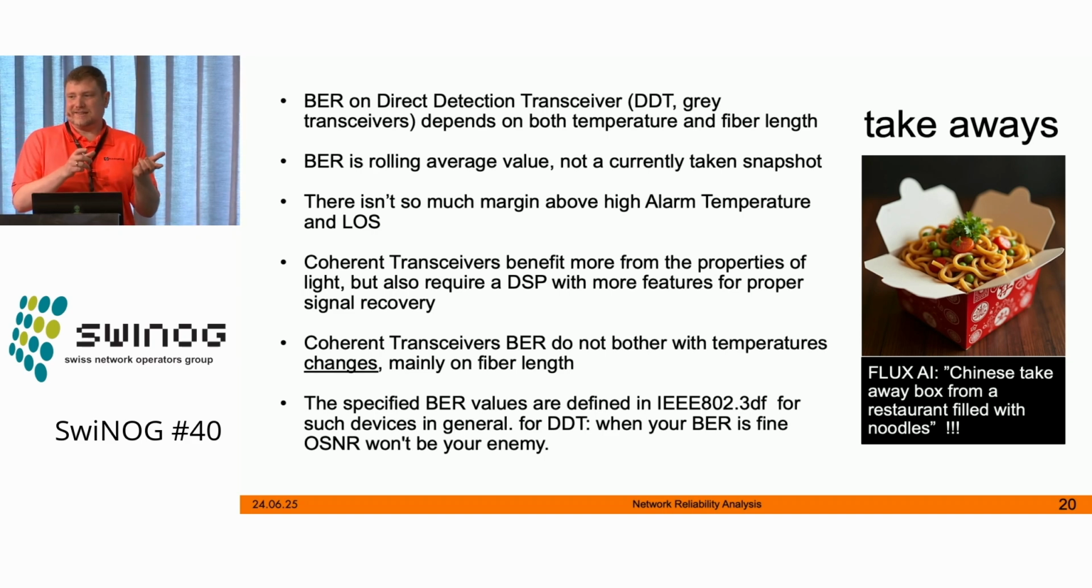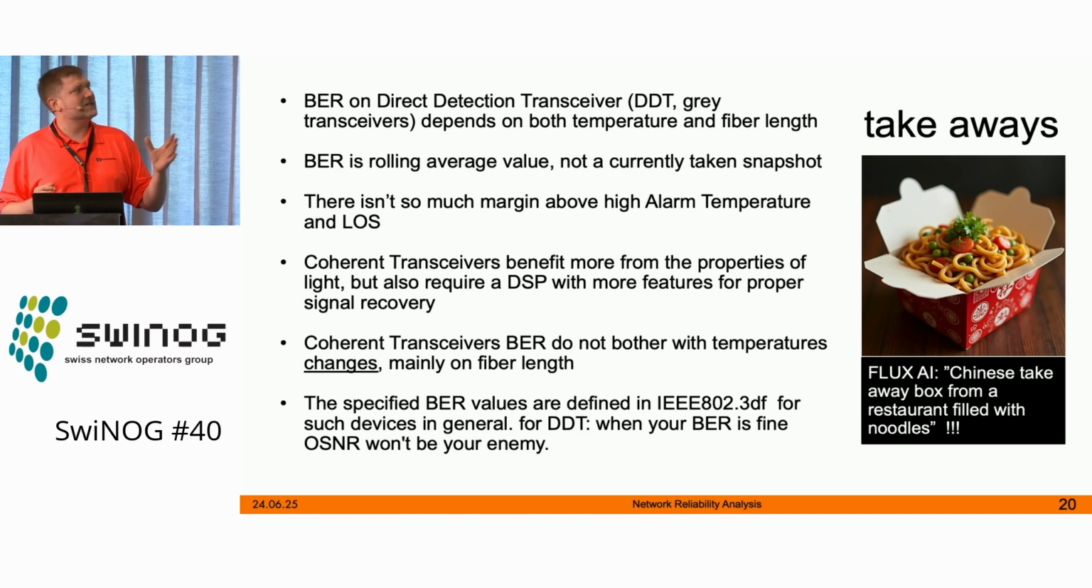You have counters, how many bits were transferred, and you have counters, how many errors were transferred. You divide it. But what you're really reading is a bit error rate. If you read it again and you had bad values, it's basically dragging the history. So it's a rolling average value. And yeah, between higher alarm temperature, don't try to trespass it because the margin is not so much. If you go like 10 degrees more, most likely you're losing the signal.